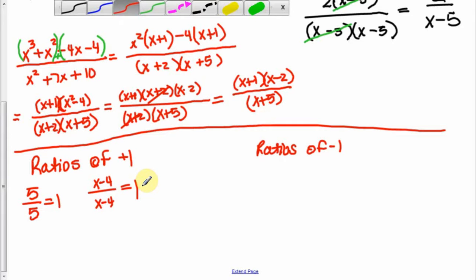With -1, and this is the important one that you recognize. So they start with this one just to kind of warm you up to the process of it. With -1, what you're going to see is opposites. So the opposite of 5 is -5. And when you put them in a ratio, that equals -1. The opposite of x minus 4 is 4 minus x. That's a ratio of -1. Okay?